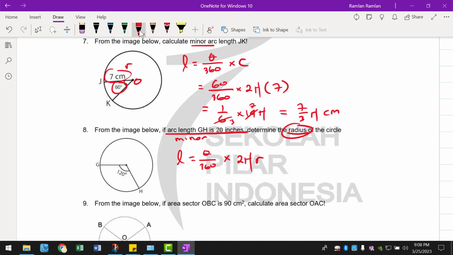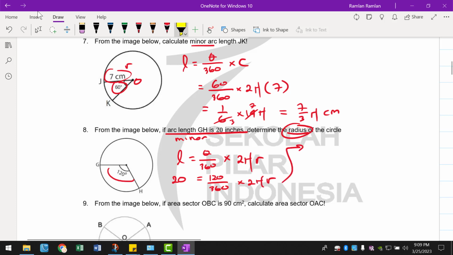In here we have 20 inches. That is the circumference, not the circumference, sorry, it's the arc length. That will be 20, just put it over here. And then the theta is this one, 120, so that will be 120 over 360, and then multiply by 2 pi r. Okay, so again, it's pretty straightforward.